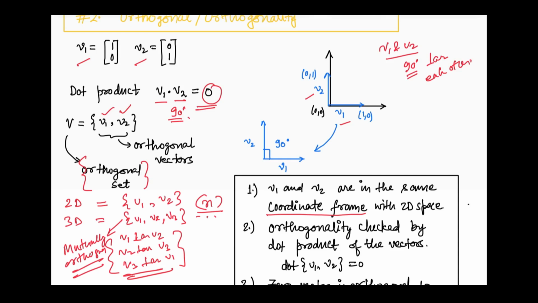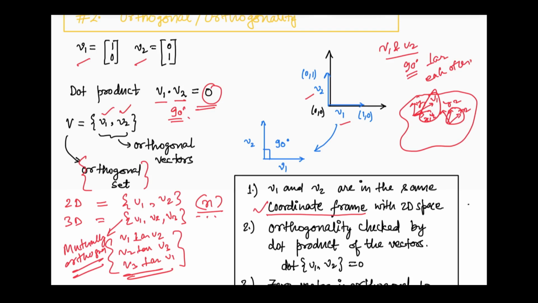A particular space, let's say this is a two-dimensional space, can have multiple frames of reference. Let's say this one is x1, y1, and we can have a different frame, which is x2, y2. If we are talking about the orthogonality of the vectors, then both the vectors v1 and v2 should be in the same reference frame or the same coordinate frame. They should not be represented in different coordinate frames. So this is one condition that we should keep in mind.